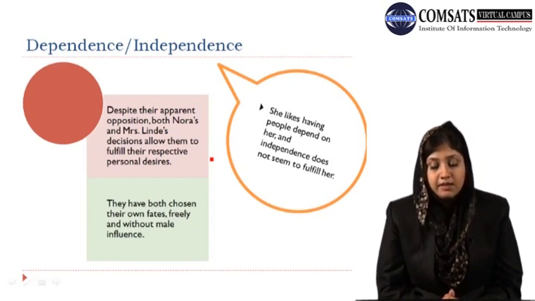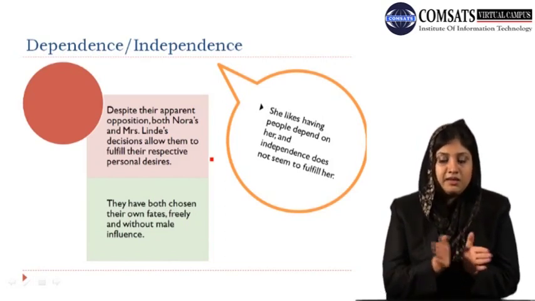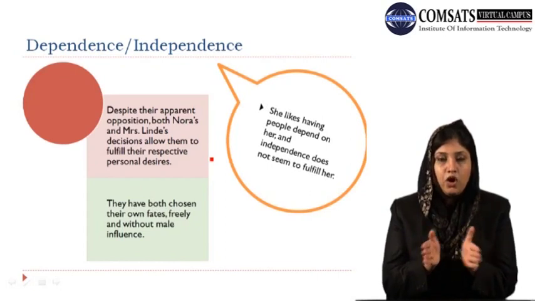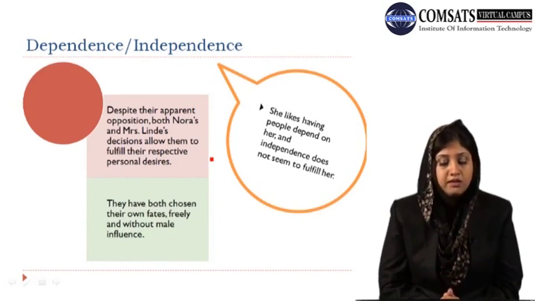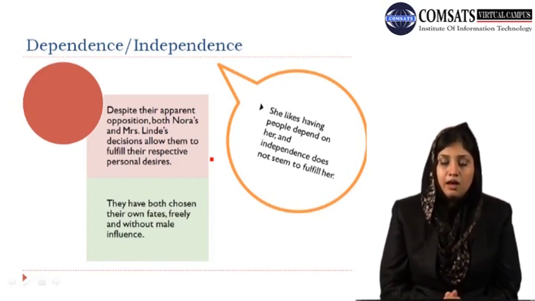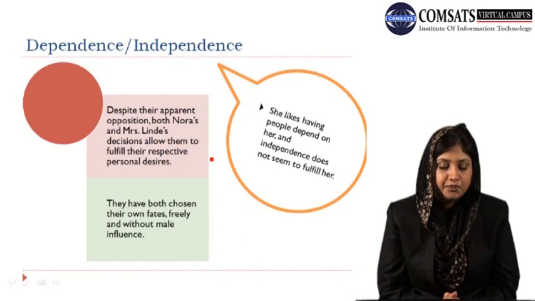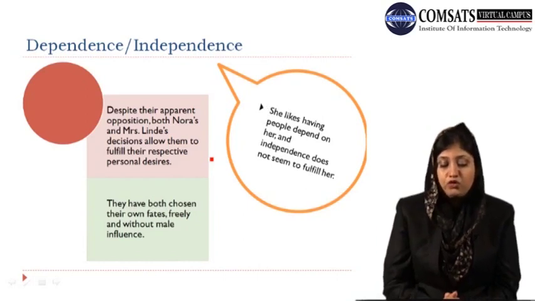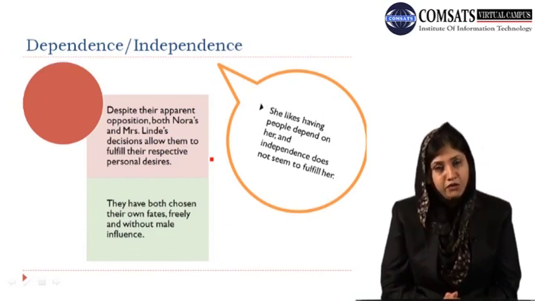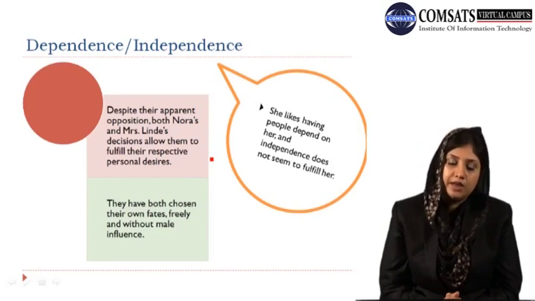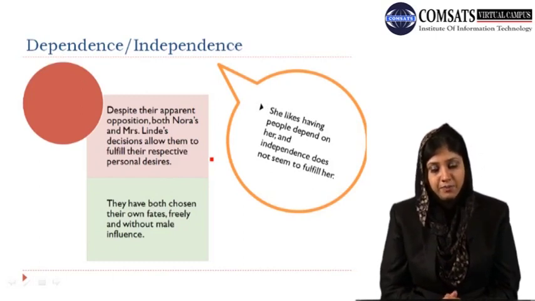Despite their apparent opposition, definitely dependence and independence are terms which are opposite to each other, both Nora's and Mrs. Lind's decisions allow them to fulfill their respective personal desires. Now, they have both chosen their own fates freely and without any male dominance. No male helped in letting them decide for themselves. They decided whatever they wanted to decide.